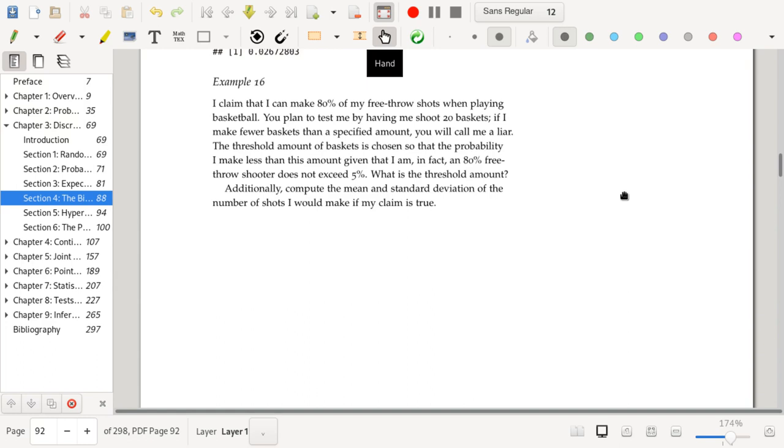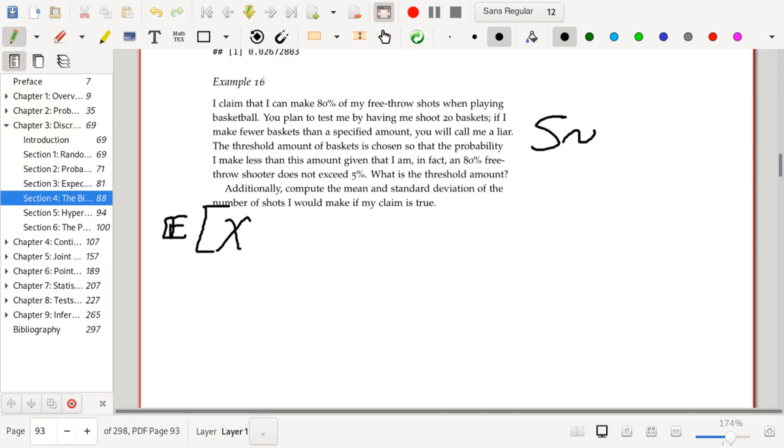All right. Additionally, compute the mean and standard deviation of the number of shots I would make if my claim is true. Okay, let's do the second part first, because that's easier. The first part is going to require a conversation. So for the expected value, we'll say S is following a binomial distribution with parameters. I'm going to shoot 20 baskets, so n is 20, and p is 0.8.